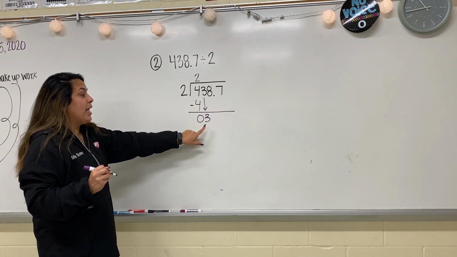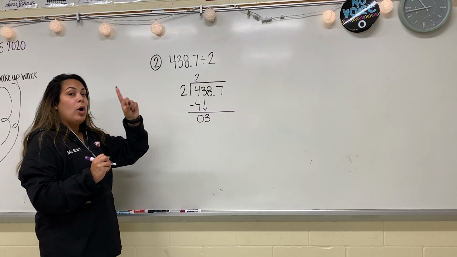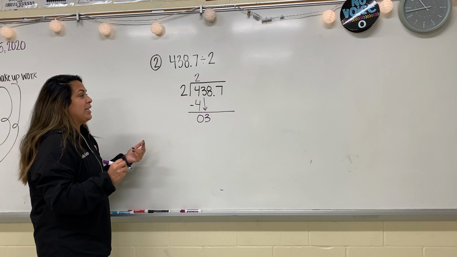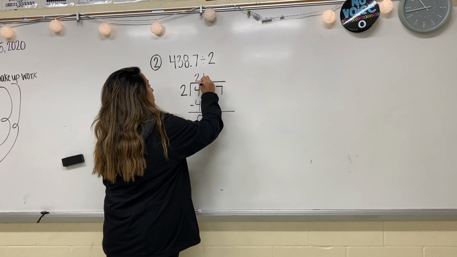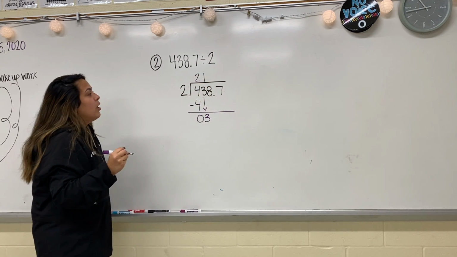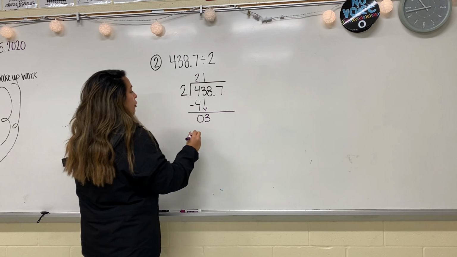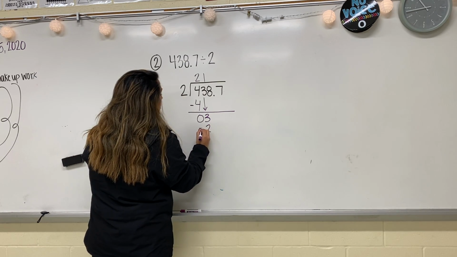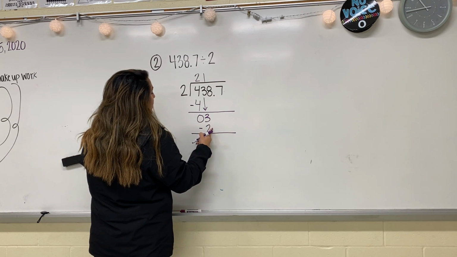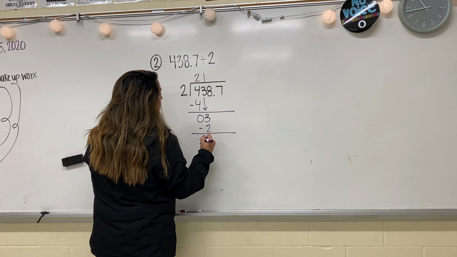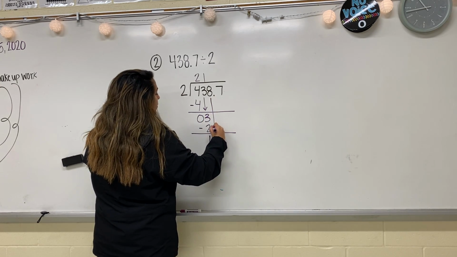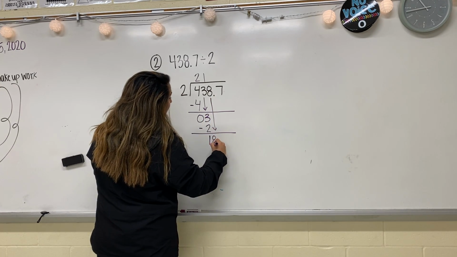2 can go into 3 one time, and I'm using my basic math facts for this. 1 times 2 is 2. I'll put my 2, subtract. 3 minus 2 is 1. Bring down my 8.